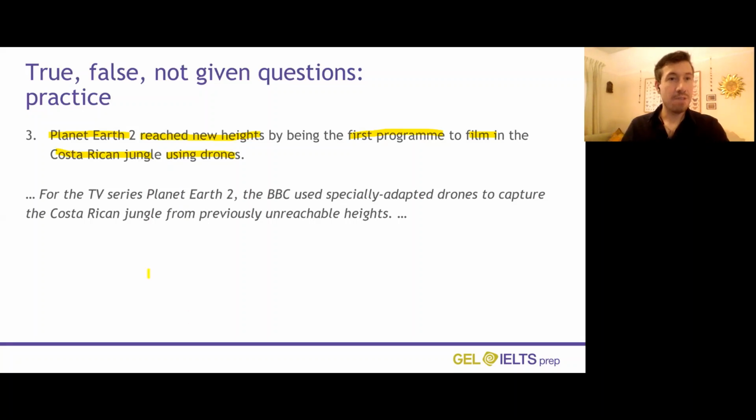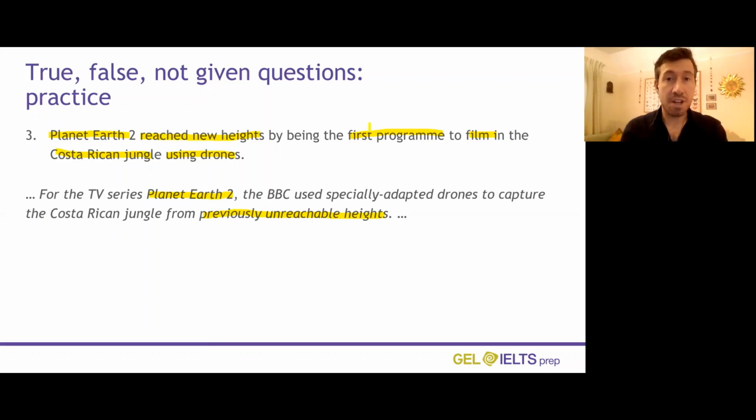Okay, well, let's go through it again. We've got Planet Earth 2, and we can see here we've got Planet Earth 2 in here. It says there were reach new heights and previously unreachable heights. Could be the same meaning. But actually, if we look at this, they have two different contexts. So reach new heights meant achieve something new. And heights here is metaphorical, as previously unreachable heights means that they filmed from very, very high up in the sky. So they have slightly different meanings.